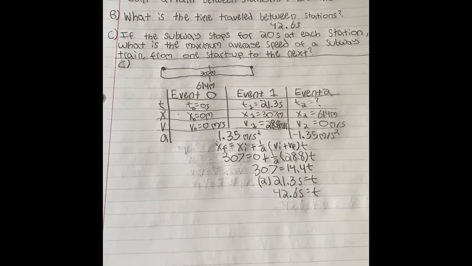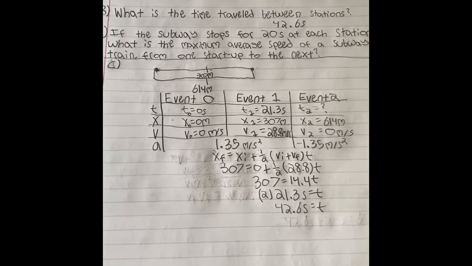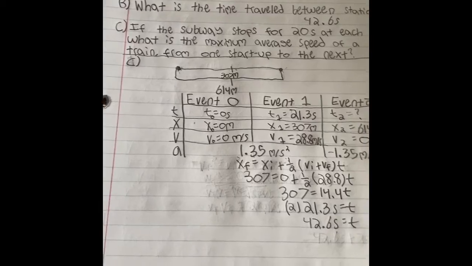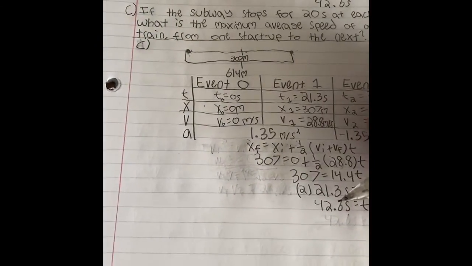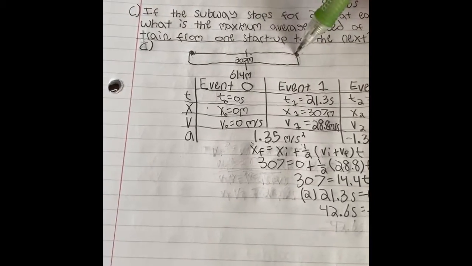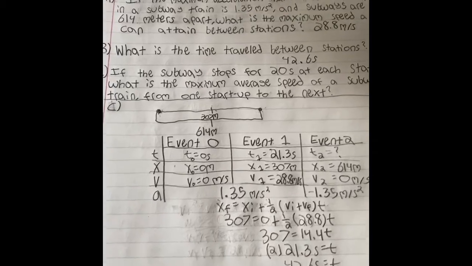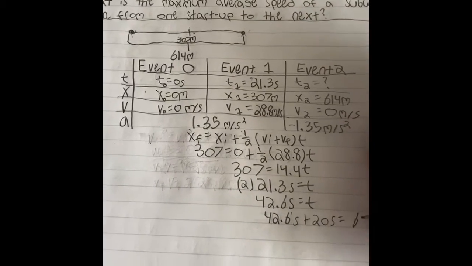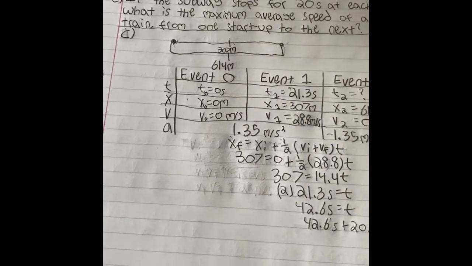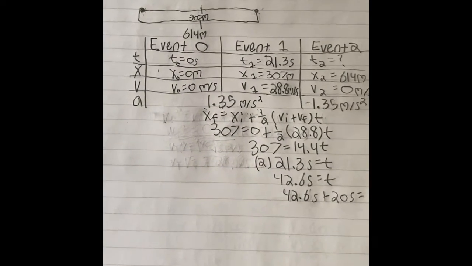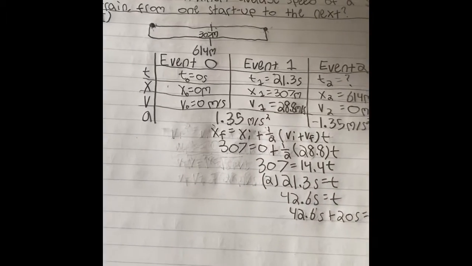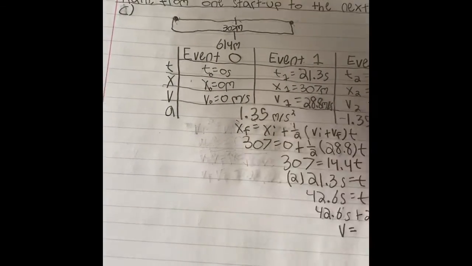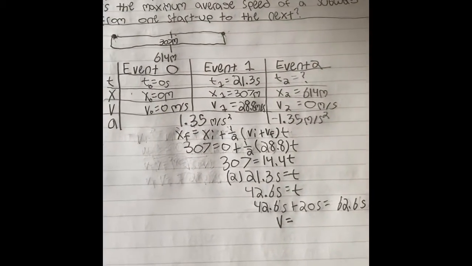For part C of the subway train problem, we want to find the maximum average speed of the subway if it adds 20 seconds in between each station before it starts moving. Right now we found in part B that it takes 42.6 seconds to get from station A to station B. Now if we're adding 20 seconds, all we have to do is 42.6 seconds plus 20 seconds, which equals 62.6 seconds. Now we're finding the average velocity, or the maximum average speed, so we're solving for v, and the unit of velocity is meters per second.